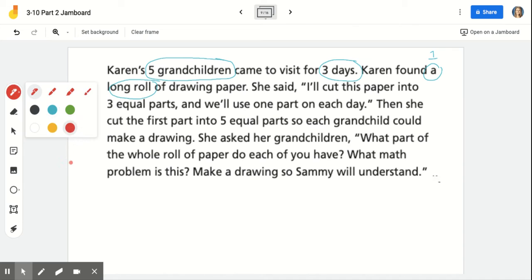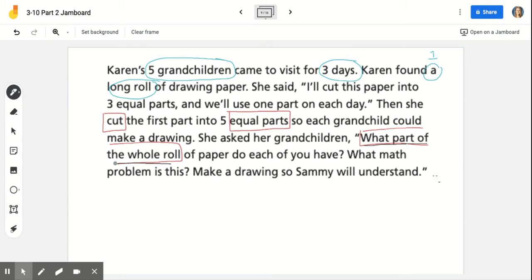Then I'm going to box any keywords that help us decide what operation we're using for this problem. So skim the text again. What do you see in terms of phrases or words that give us a clue to what operation we're using to solve this problem? I see equal parts. Do you see that too? Equal parts, I always think of division or maybe multiplication. I see the word cut. Cut means I'm distributing out. Do you see any other ones I should box? I think we're good. Maybe what part of the whole roll is the question? We're going to be answering the question, what part of the whole roll of paper does each of the grandchildren have when she hands it out one day?